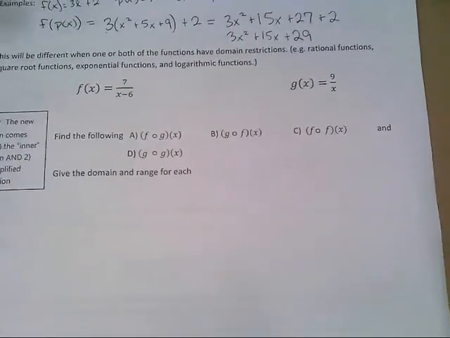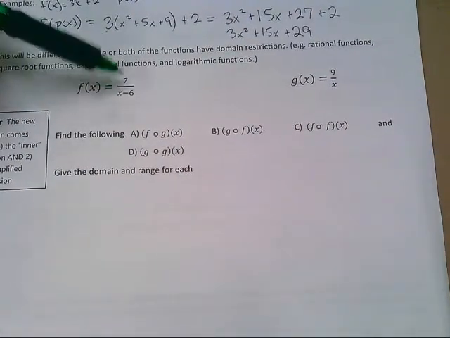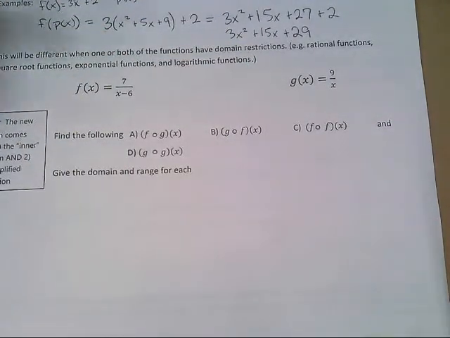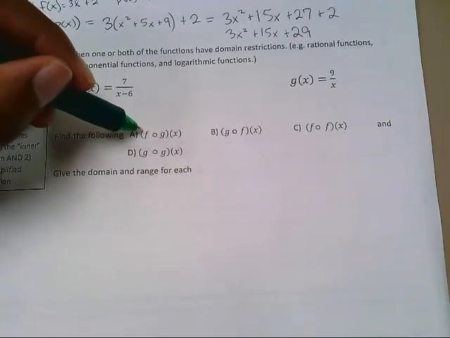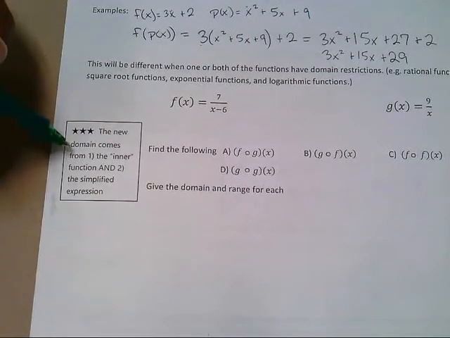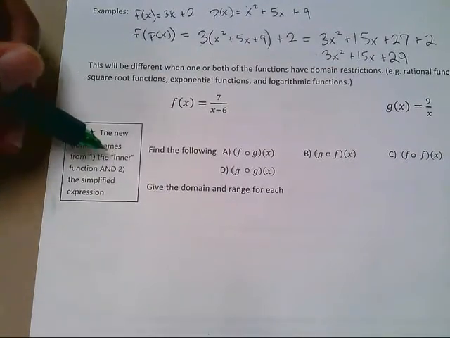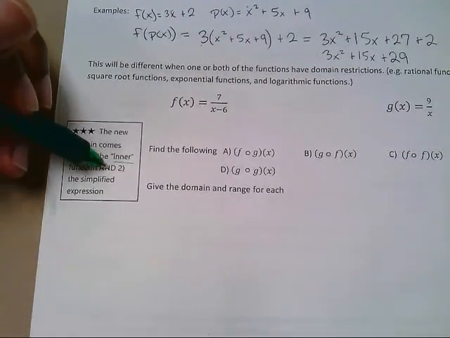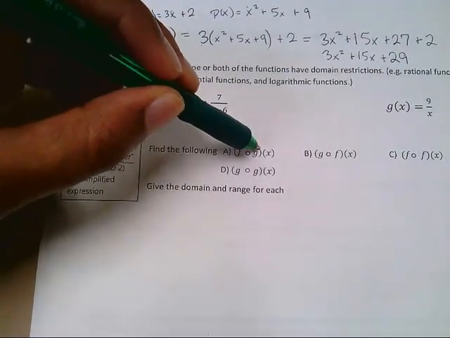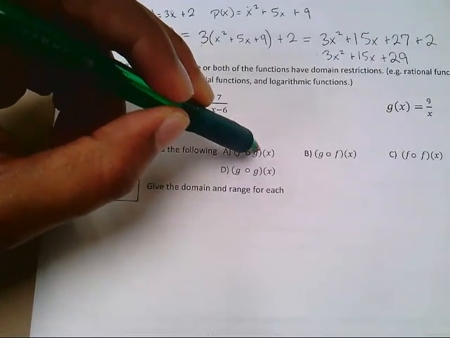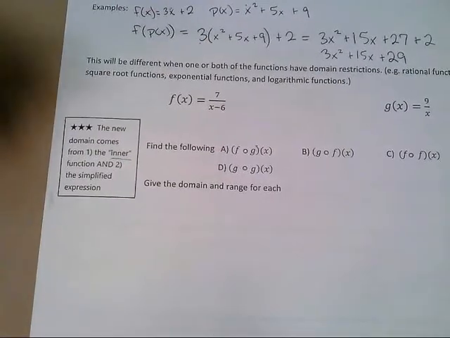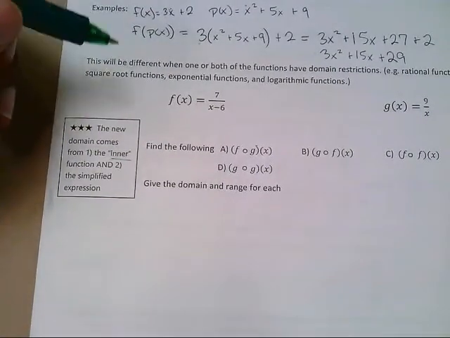So here we have f of x is this rational function 7 over x minus 6. G of x is 9 over x. So first, A says find f of g of x. And over here we have a note. It says the new domain is going to come from whatever you're plugging in first, the inner function, and it's going to come from the simplified expression. So whatever function is going in first, you figure out what the domain of that one is going to be. And then after you simplify it, you apply the domain restrictions based on your final result.